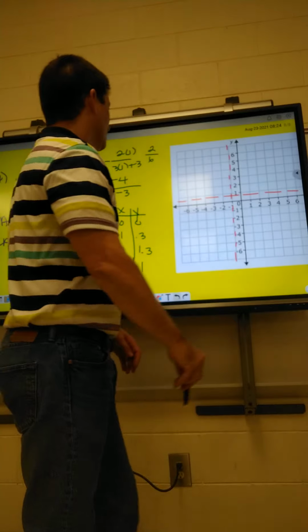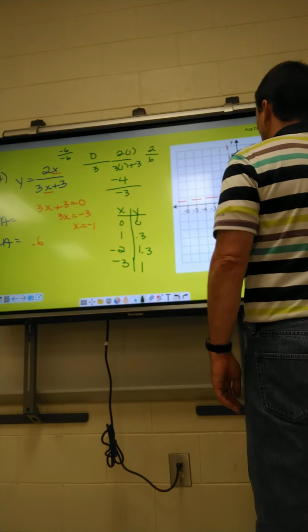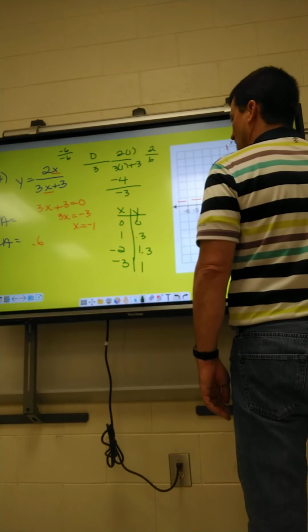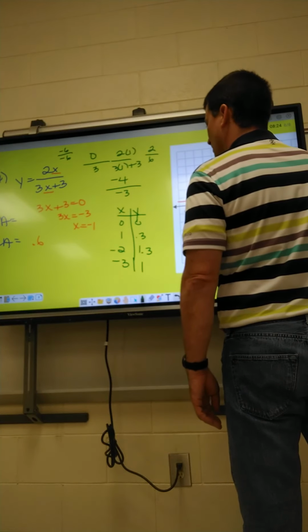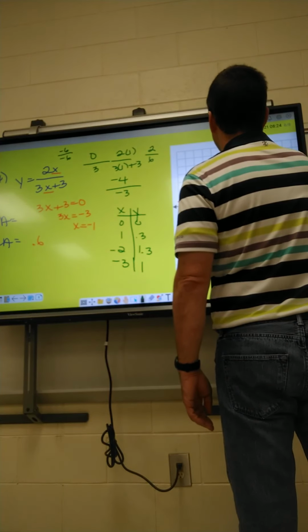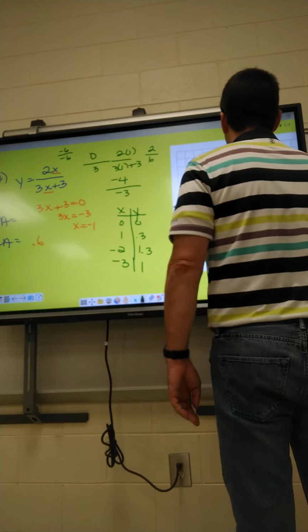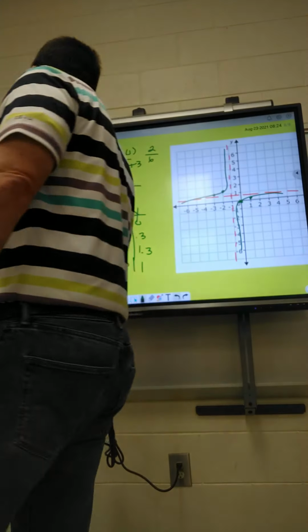So let's graph and see what it looks like. 0, 0, over 1 up 0.3. Negative 2, 1.3. Negative 3 up 1. Yeah. There's your graph.